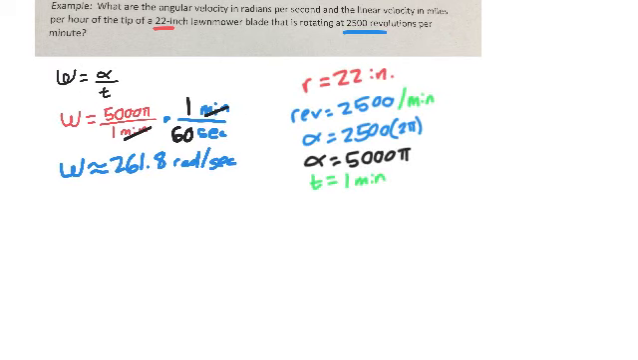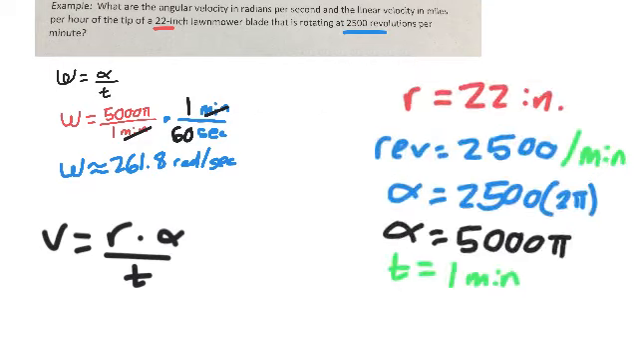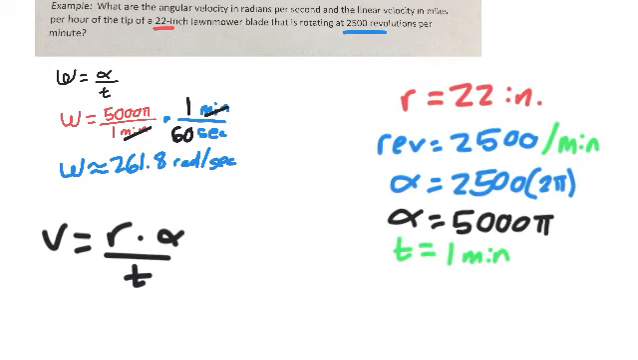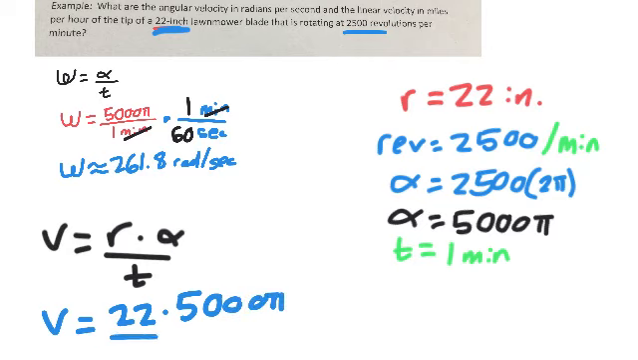Now, secondly, it wants us to find the linear velocity. This time we want it in miles per hour. So our formula for linear velocity, v equals the radius times alpha over time t. So I still have the same values here. I know that the radius is 22 because we want to find the linear velocity at the tip, so at the very end of the 22-inch blade. So we would say that the radius is 22. We know that our alpha is 5,000 pi, and that was in 1 minute.